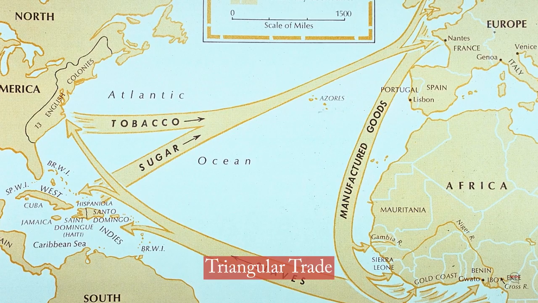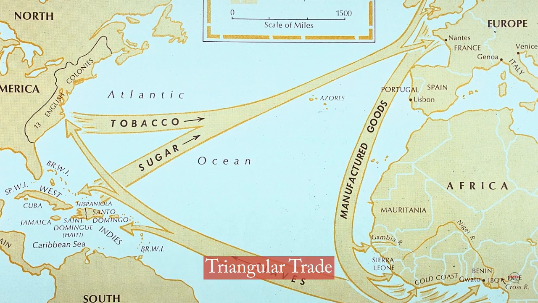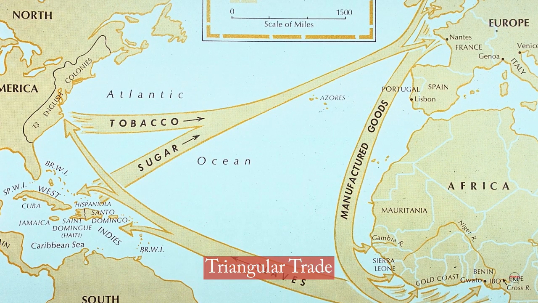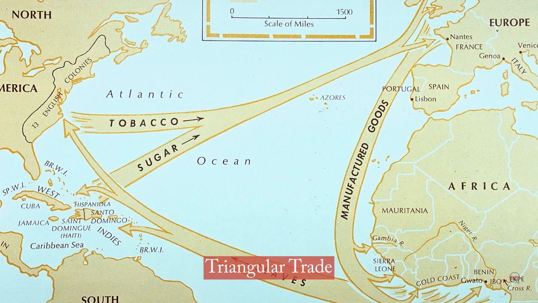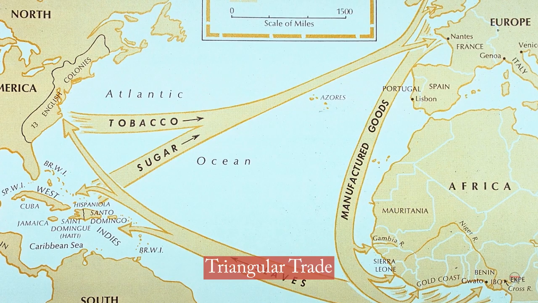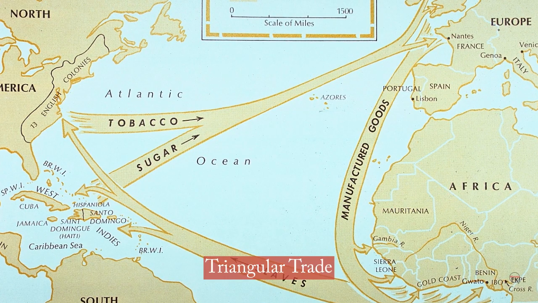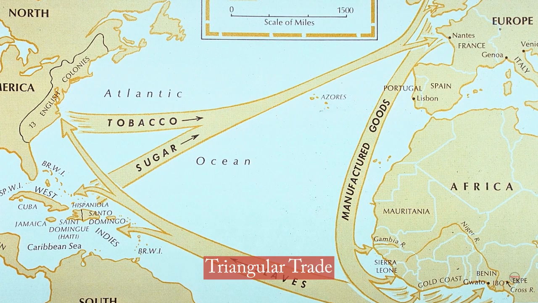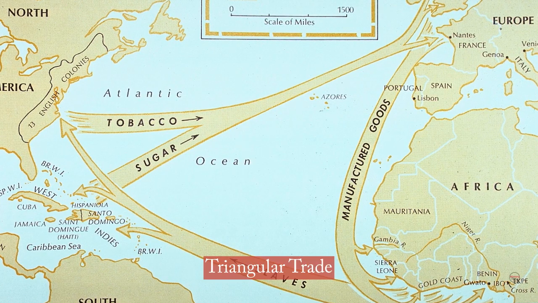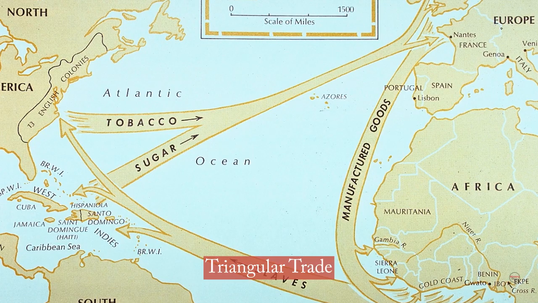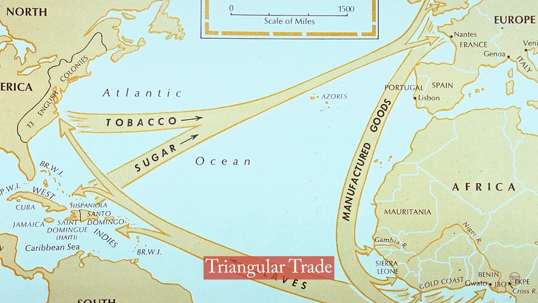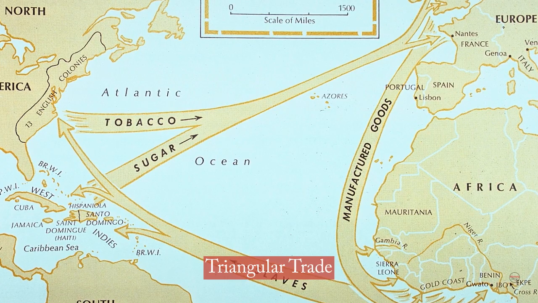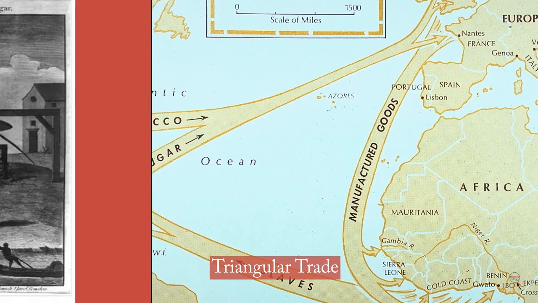The North American colonies were part of a three-legged system of trade called triangular trade. Guns from Europe were sent to Africa to purchase slaves. Then, the slaves were sent to the New World and used to harvest sugar and tobacco, which was then sent to Europe for processing and sale.